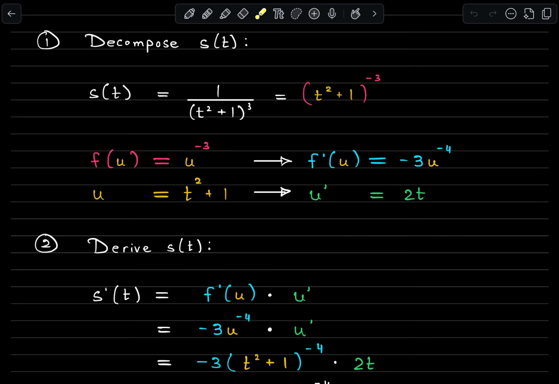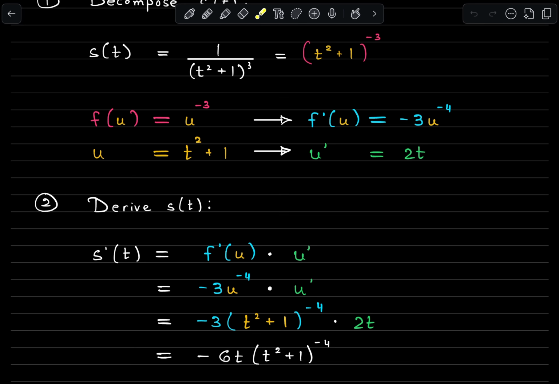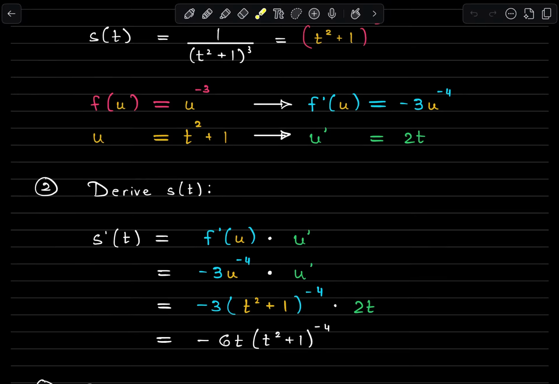Okay, so now in this line, we put everything in terms of t. Negative 3 (t squared plus 1) to the negative 4 times 2t. And then just simply combine like terms. We can move that t out front. We get negative 6t times (t squared plus 1), all of it to the negative 4th power.